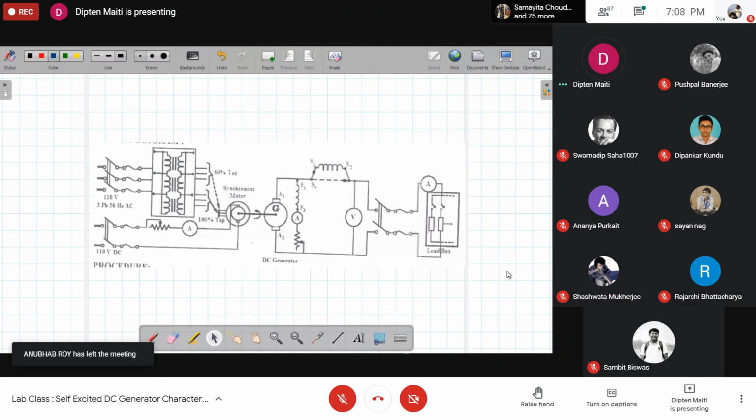So OCC, then shunt voltage buildup in shunt mode, then external characteristics mainly in shunt mode, and the compound generator mode, where there would be both the shunt field and the series field connected. So the circuit diagram is like this.